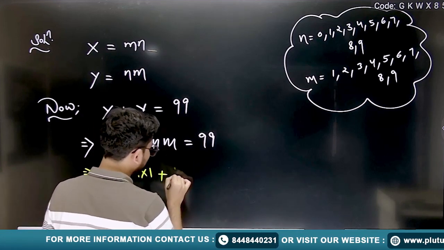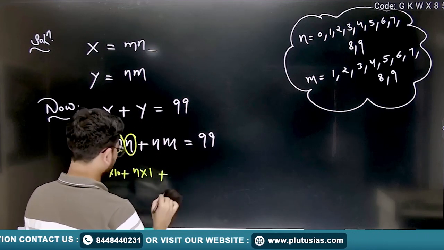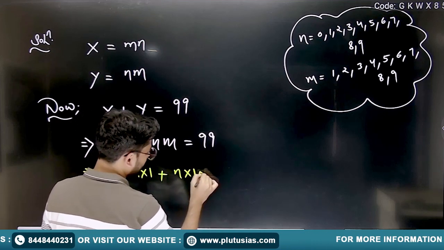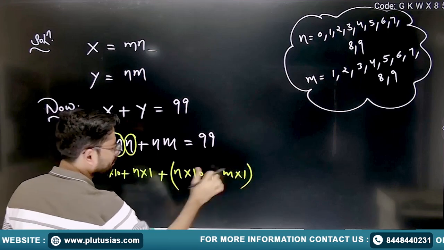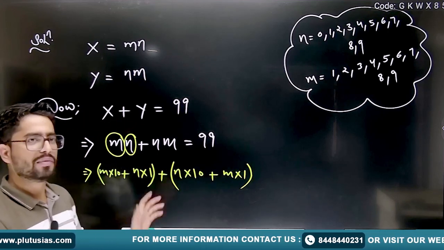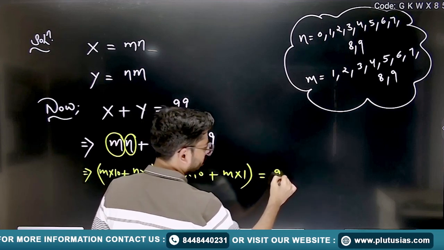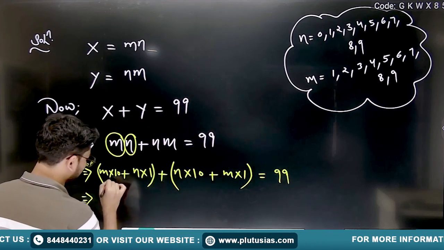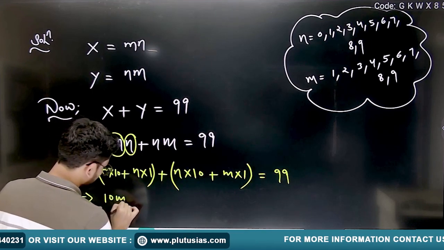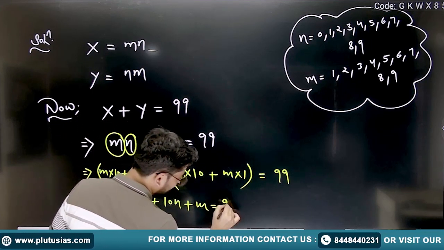Plus, यहाँ पे क्या आ जाएगा? यहाँ पे आ जाएगा, N into 10 plus M into 1. Yes, that is your MN and that is your NM. This is the expanded form, and you can say this is equal to 99. So, ab check karenge to kya ban gaya mere paas? 10M plus N plus 10N plus M is 99.